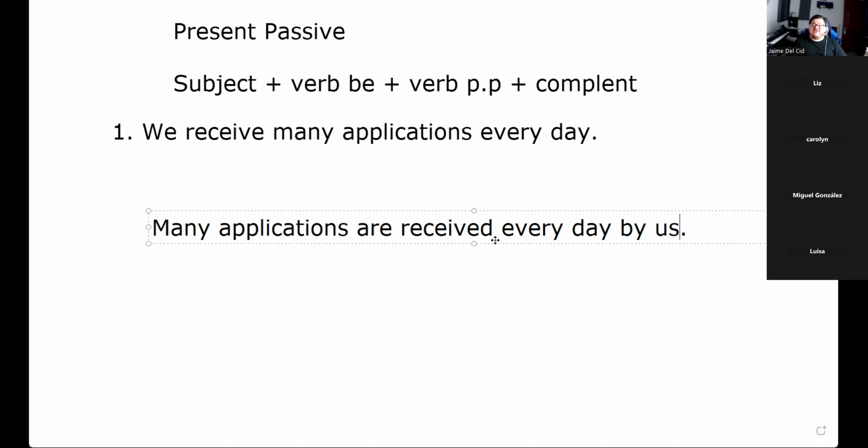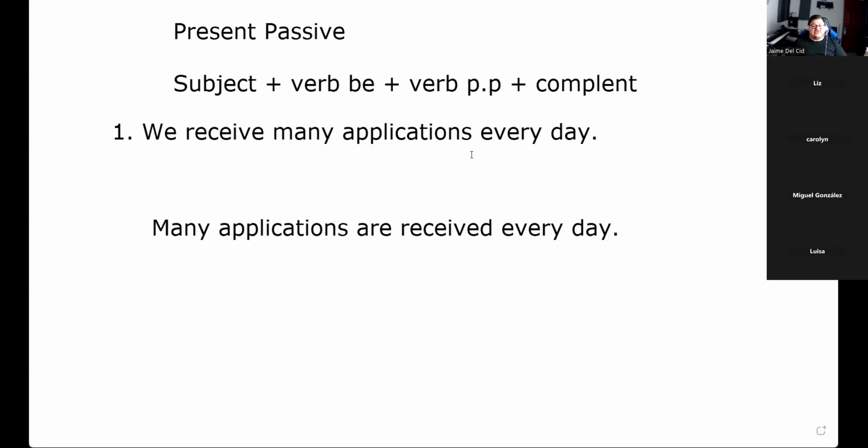Many applications are received every day by us. I'm gonna erase it because I don't think it's necessary. It's not that important. So many applications are received every day. Notaron que como que estoy usando al revés, como que estoy usando el predicado para poder ser el sujeto de mi nueva oración. El verbo es una combinación del verb be in simple present, are, am, or is. It all depends on the new subject.